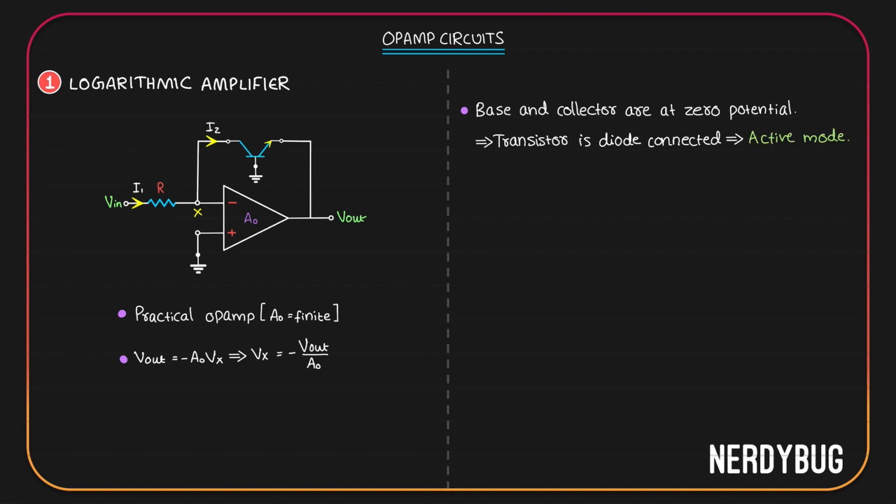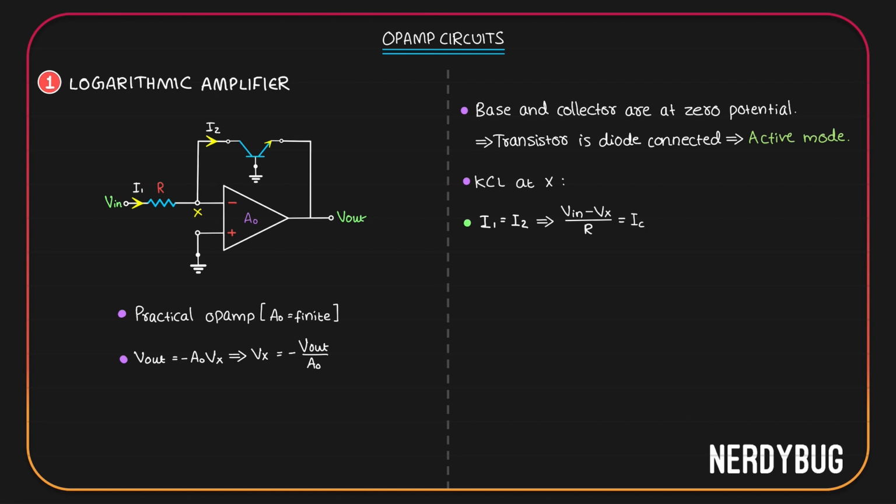Let us apply KCL at point X. There are two currents, I1 and I2, and they will be equal. I1 is the current through R. R has a potential V in over here, Vx over here. Remember, Vx is not 0 this time. So I1 will be V in minus Vx divided by R. I2 is the collector current and this should be equal to that.